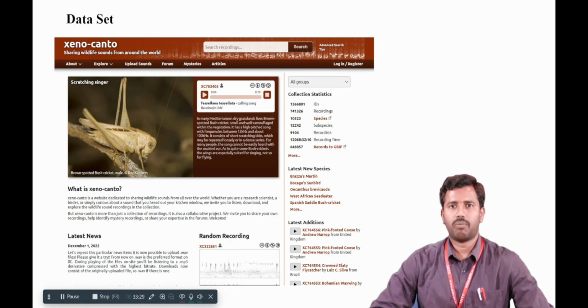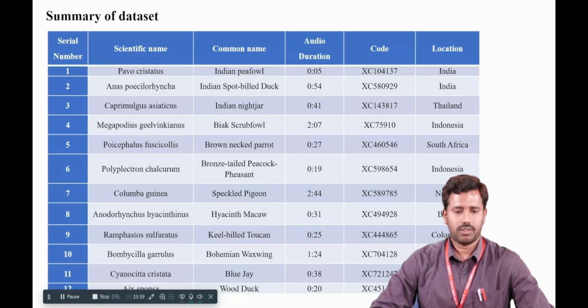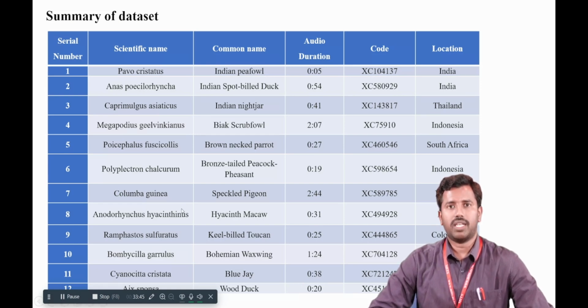So here data pre-processing is a crucial thing to remove the background noise. For that purpose, I have converted the MP3 file to waveforms in the form of images. So this is a summary of my data set. Here I am showing 12 samples: the scientific name, common name, and duration of each.